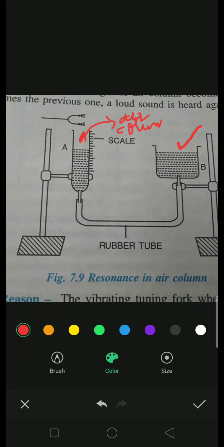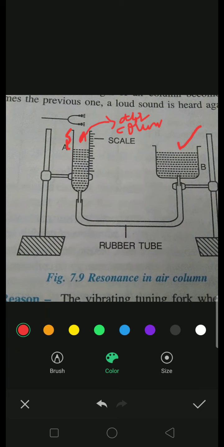Now experimentally it has been seen that if you increase the length of the air column to 3 times, adjust it, suppose this air column is 5 centimeter, then move B in such a way that it becomes 5 threes are 15. The air column length becomes 15 centimeter. Then again you will hear a resonance. If you hear the resonance at 5 centimeter, you will again hear it at 3 times, that is 5 into 3, 15 centimeter.